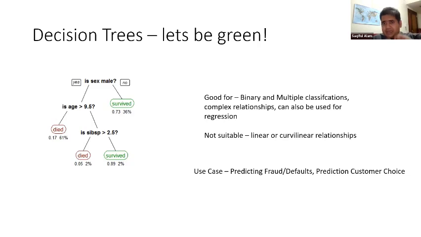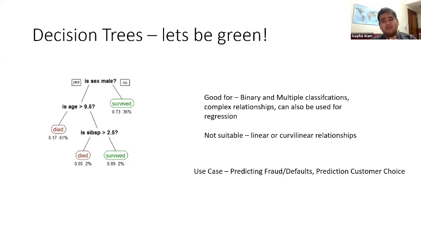It's simple, yet it's quite accurate most of the time. And it can model very complex relationships very easily. Not suitable for linear or curvilinear relationships, because if the relationship is simple, then regression is more accurate than decision trees. Decision trees are more accurate in complex relationships.